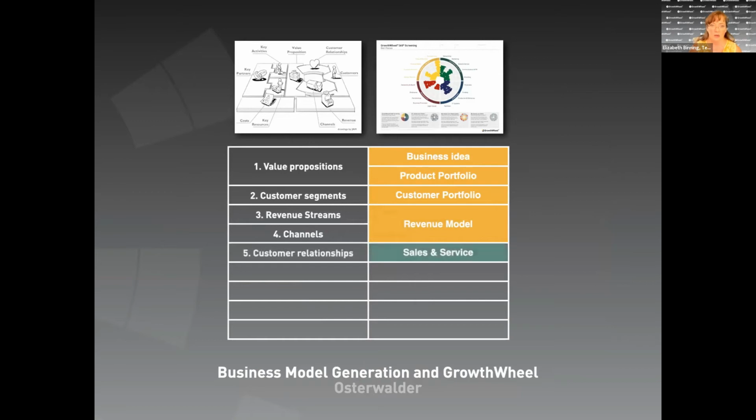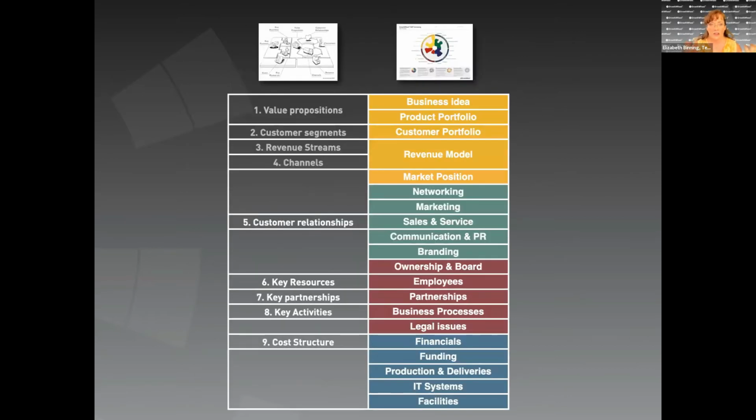But then we've got customer relationships. That's what we call sales and service. Key resources, we call that employees. We've got key partners, that's partnerships. And we've got key activities with the business processes, and then finally cost structure with our financials. But of course, GrowthWheel has more than just these 9 elements. We have 20 focus areas. So you can see that we have a lot more, I think we're more operational and more detailed.